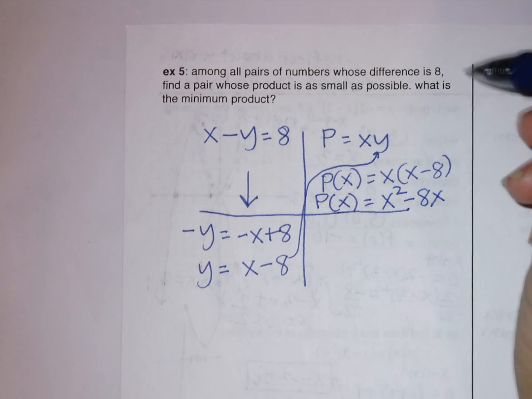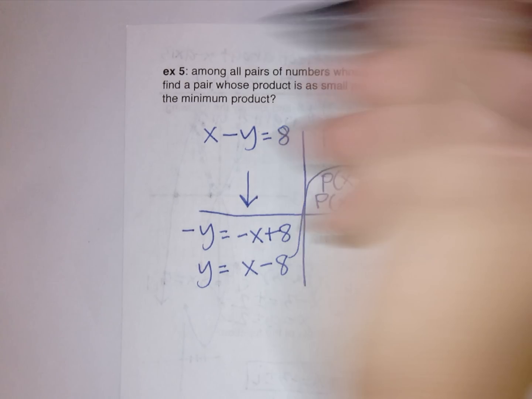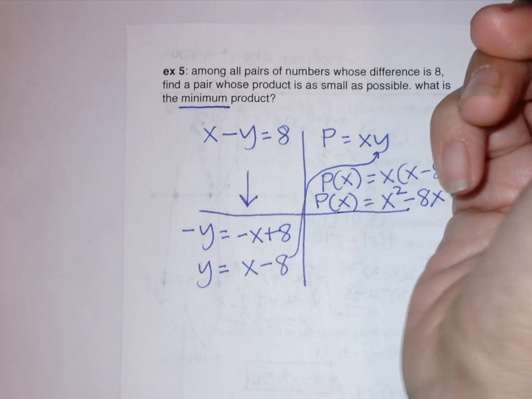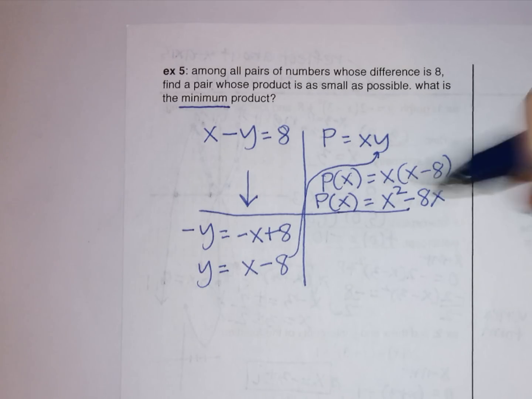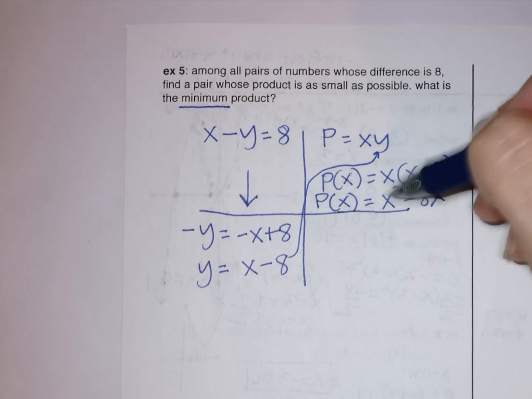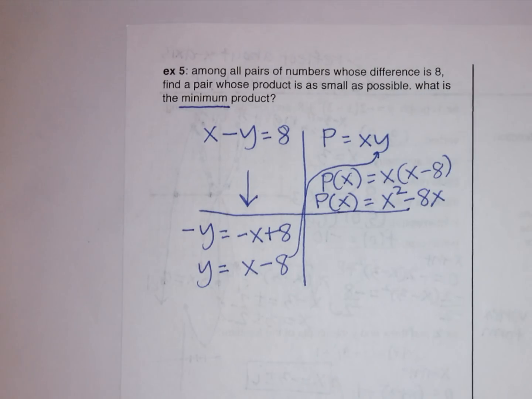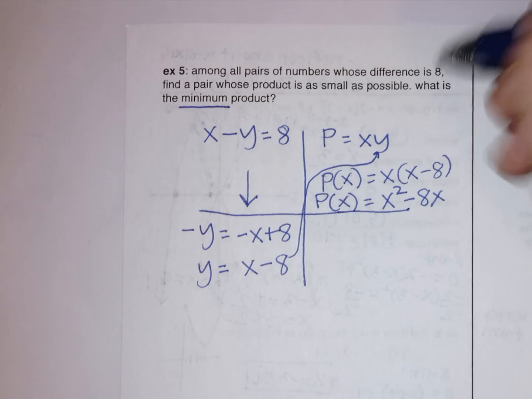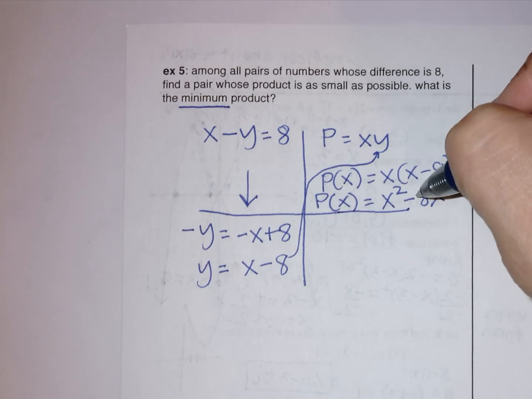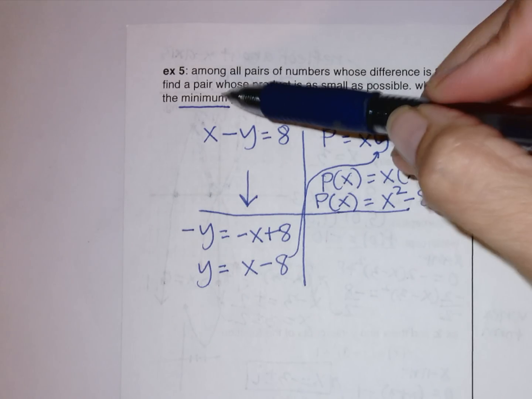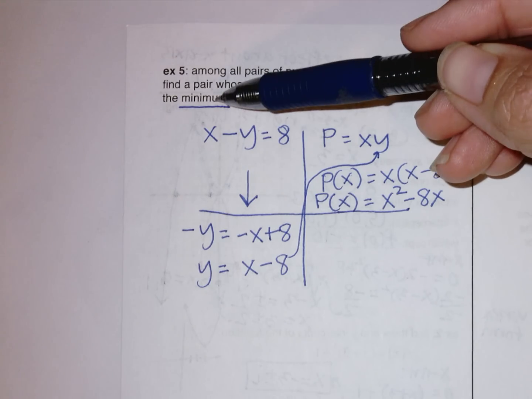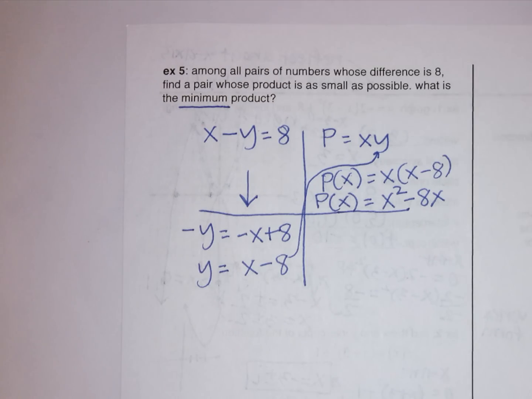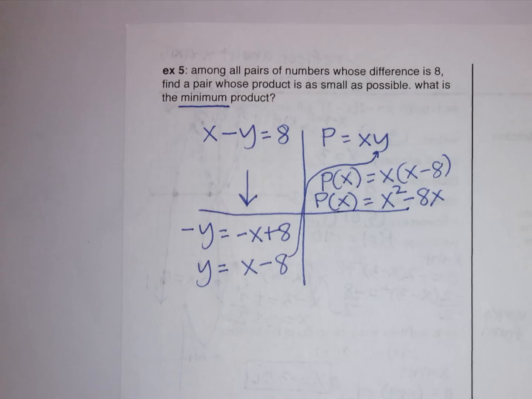Now, notice the question says, what is the minimum product? And also notice we have a parabola here. This parabola is opening up because a is positive, it's +1. So that means this graph is going to have a vertex and it's going to have a minimum because it's opening up. So if I find the y-coordinate of the minimum, then I will be able to find the minimum product.